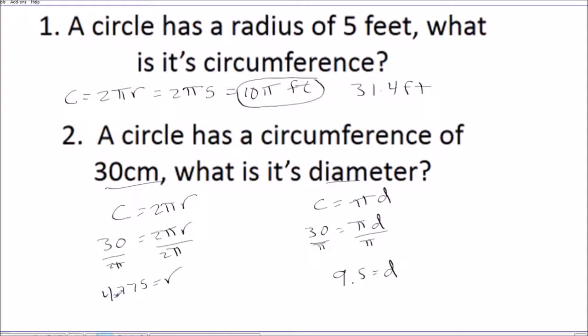Now, why is it different? Well, this one's radius. Remember, radius is half as big as diameter. So I'm going to multiply that by 2, and then indeed, I do get that the diameter equals 9.5. So both of these methods work just great. Doesn't necessarily make a difference.